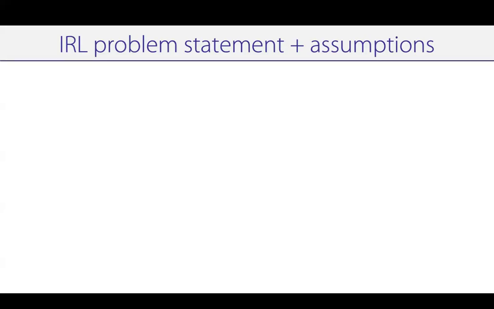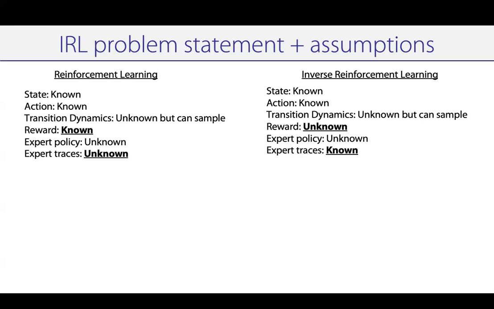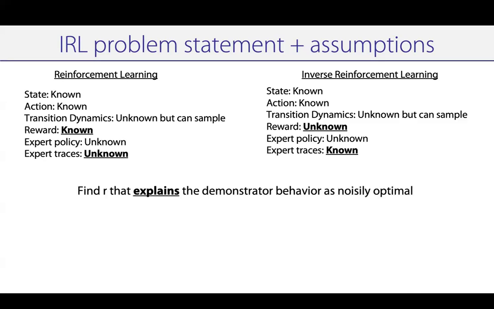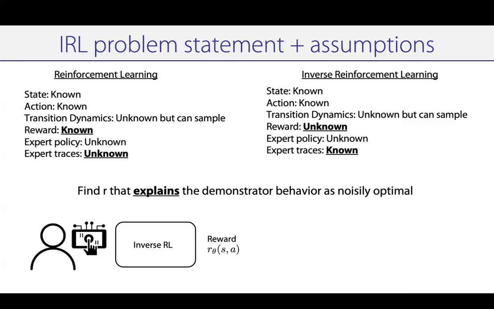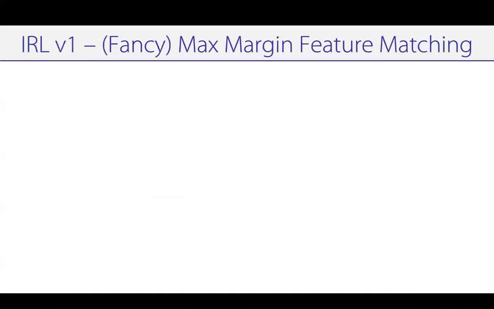So to recap, the problem statement of IRL was that we know everything except for the reward. You don't know the reward, but you're given expert traces, as opposed to RL, where you're given the reward, but you don't know the expert traces. And so the problem statement is to find a reward that best explains the demonstrator behavior as noisily optimal. So we collected data, we found a reward function. That reward function can then be used to find a policy in a new scenario. That's inverse RL.